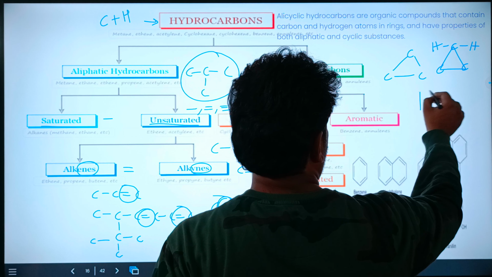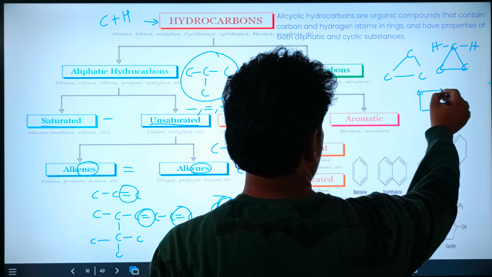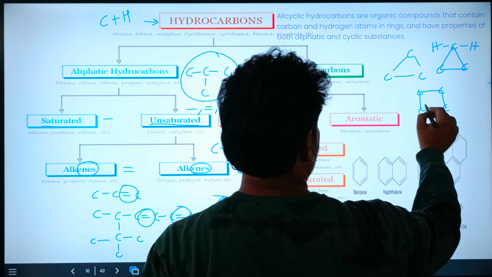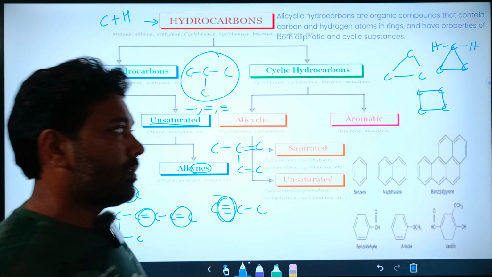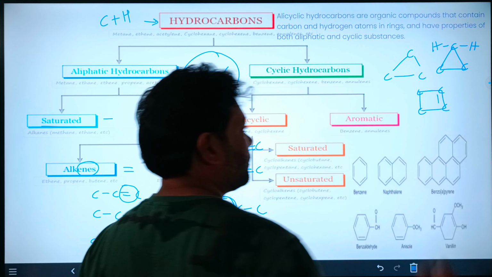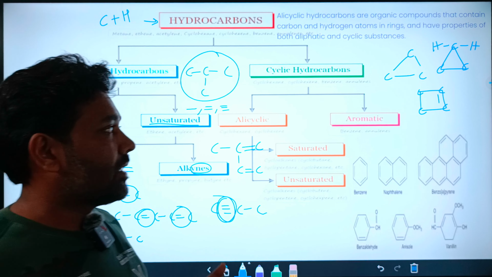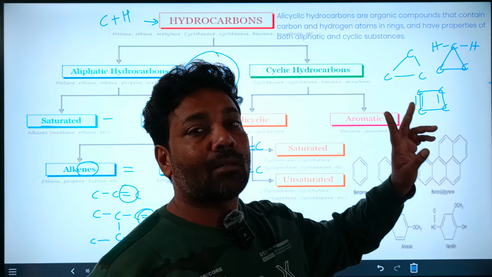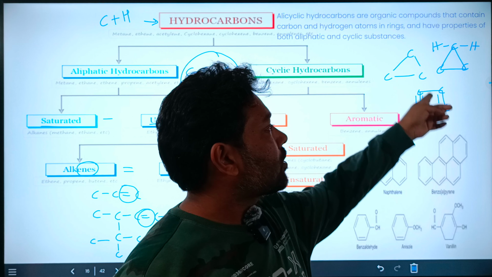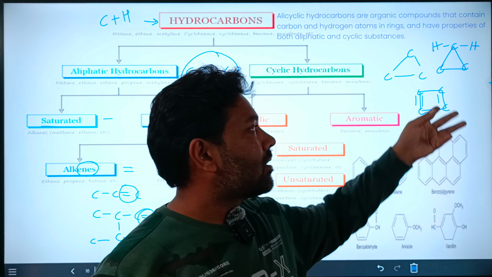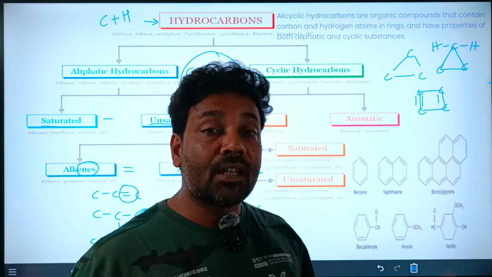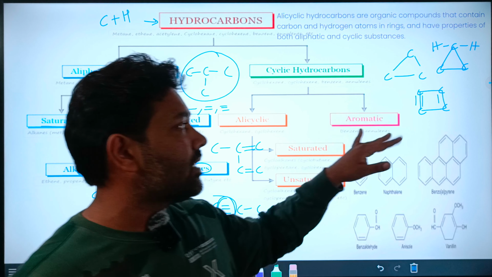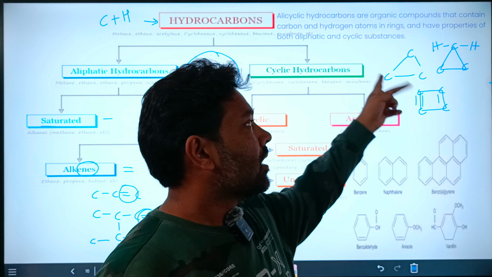One more example, you can draw like this, right? Here you have a carbon, here you have a carbon, here you have a carbon, here you have a carbon. Cyclic hydrocarbons may have a double bond also. Double bond may also be present. There may also be a triple bond, like you can draw like this, right? In a cyclic hydrocarbon, the first and the last carbon are connected, or the structure represents a cycle of 3 carbons, 4 carbons, 5 carbons, 6 carbons, 10 carbons, 20 carbons, any number of carbons. But if it is in a cyclic form, we call it a cyclic hydrocarbon.